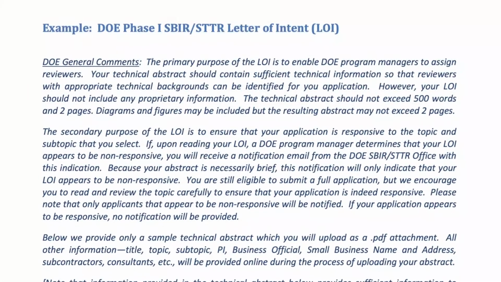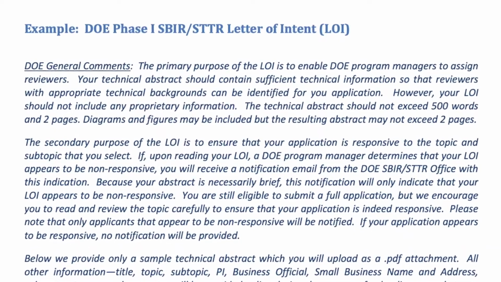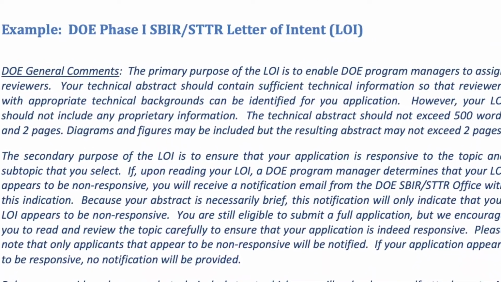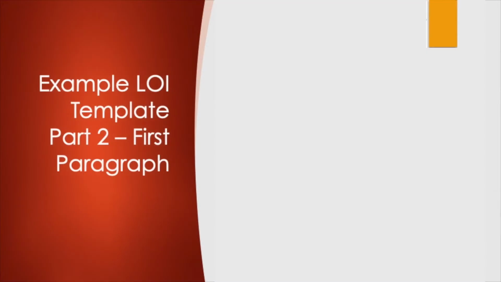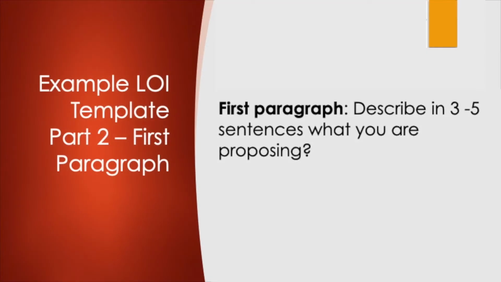Part 2 is what I consider to be the first paragraph, so keep this in mind as you write your letter of intent. The Department of Energy has released a set of problems, and you're writing to propose solutions for the problem. That's your company's innovation. The first paragraph could be about 3 to 5 sentences describing what you are proposing.